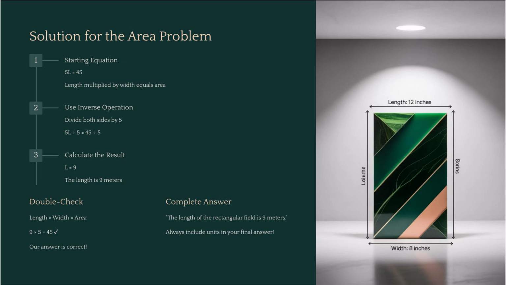Since 5 is being multiplied by L, we divide both sides by 5. 45 divided by 5 is 9. The solution is L equals 9. The length of the rectangular field is 9 meters.